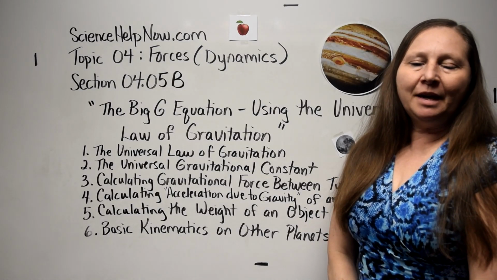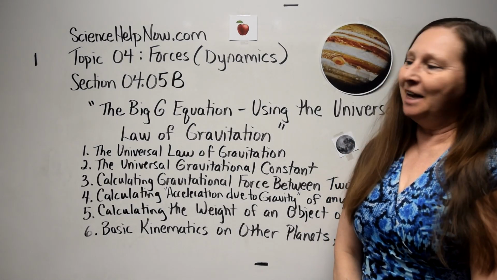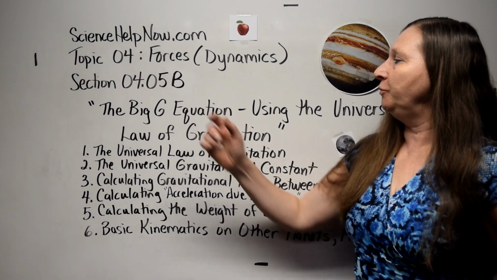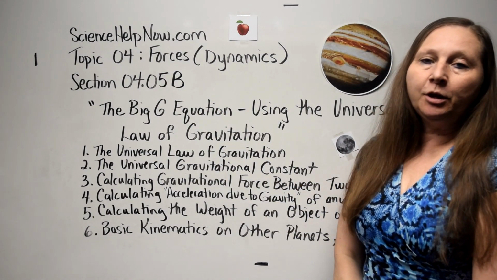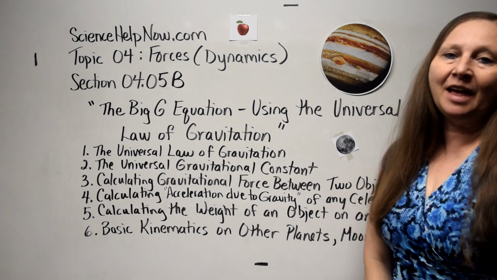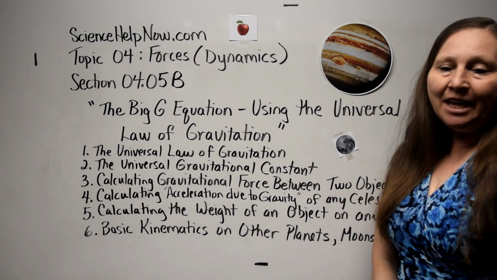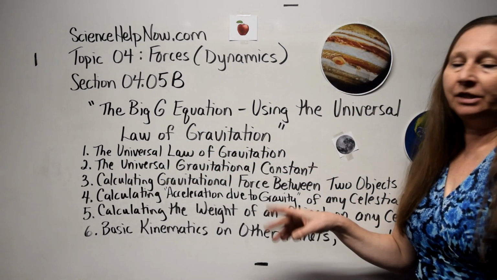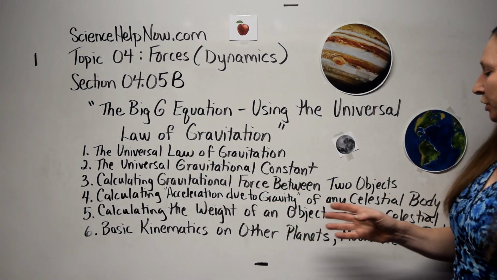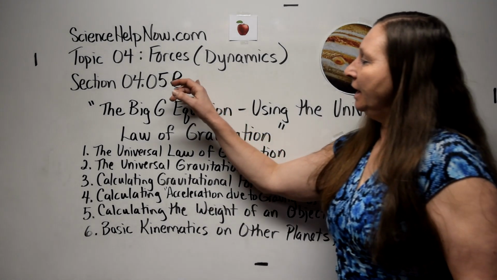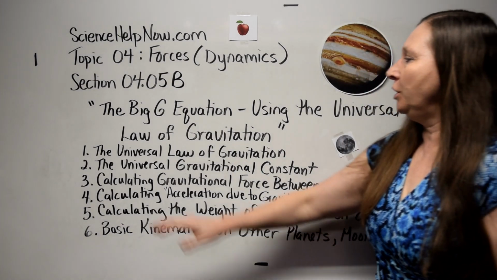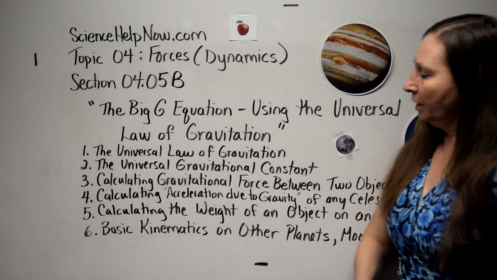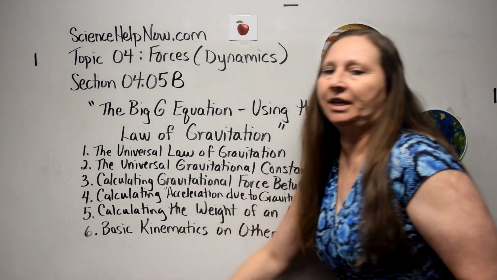Here we have the basic algebra-based first-year physics class. This is topic 4, forces, otherwise known as dynamics. This is section 4.5b. You probably already watched section 4.5a. In section 4.5a, we covered the universal law of gravitation, the universal gravitational constant, and how to calculate gravitational forces between two objects. In this section, 4.5b, we'll be talking again about the big G equation using the universal law of gravitation, and we'll be covering sections 4, 5, and 6.